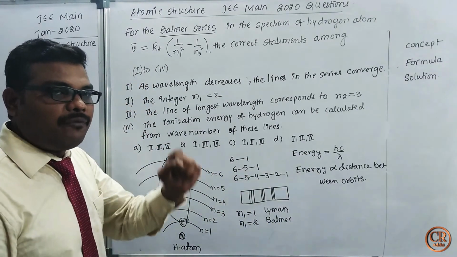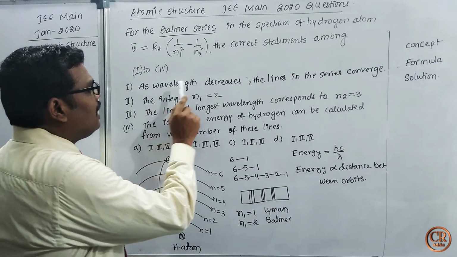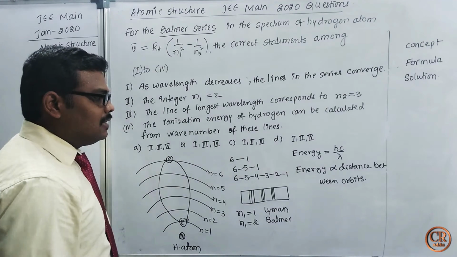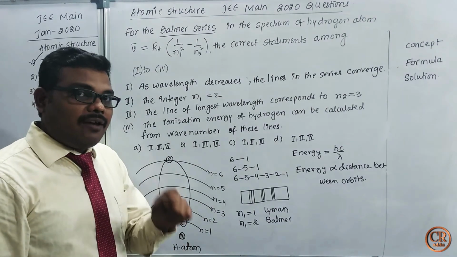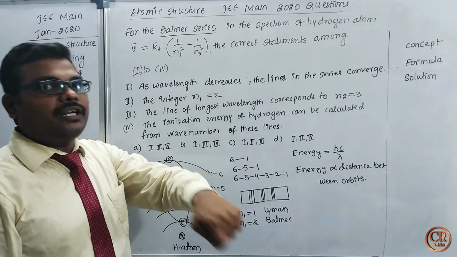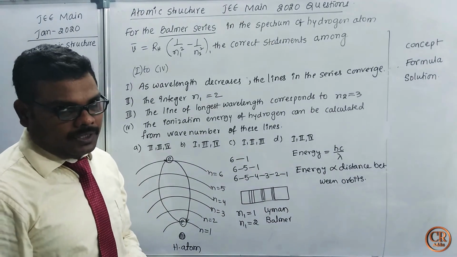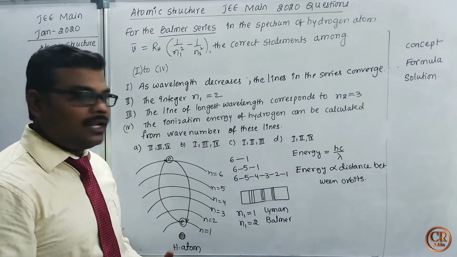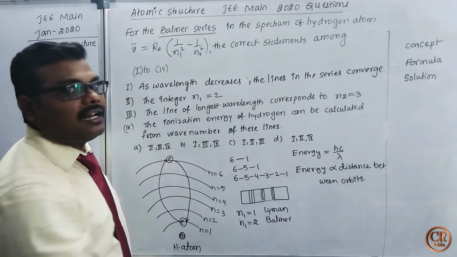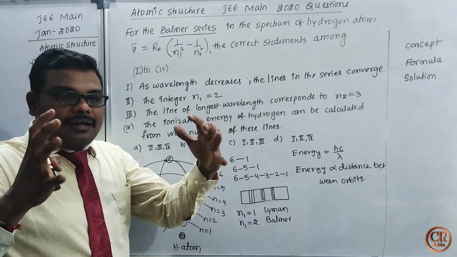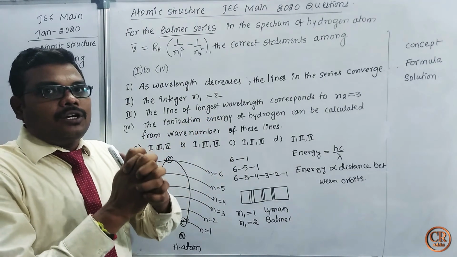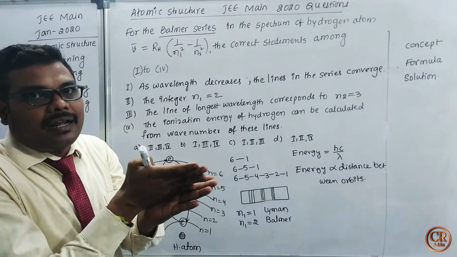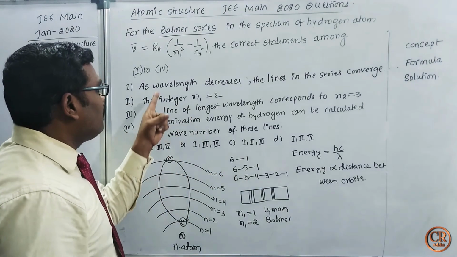Now we see one by one. As wavelength decreases, the lines in the series converge. Wavelength here means the wavelength of the photon emitted during de-excitation of the electron. So when wavelength decreases, energy increases. Lines in the series converge. Converge means it is a state of coming together, so one line merges with another line. Yes, this is a correct statement.